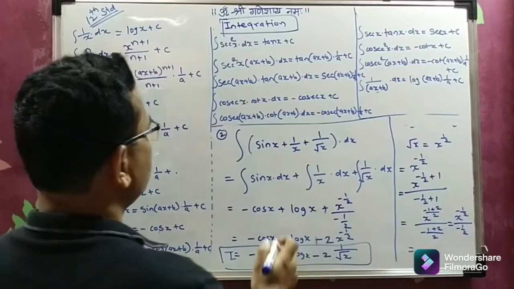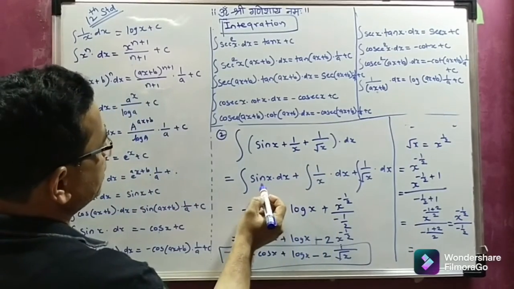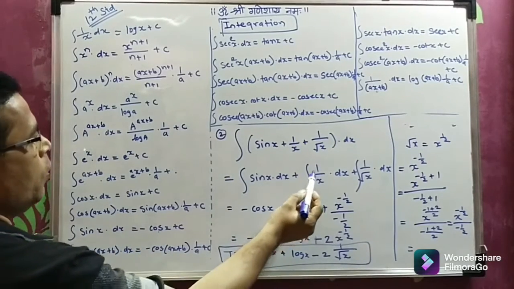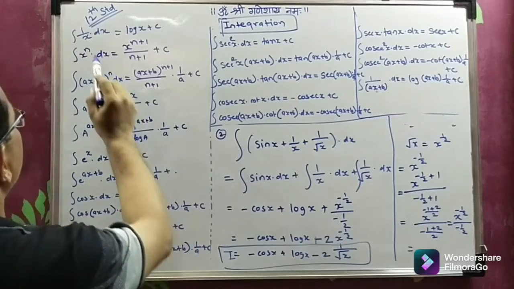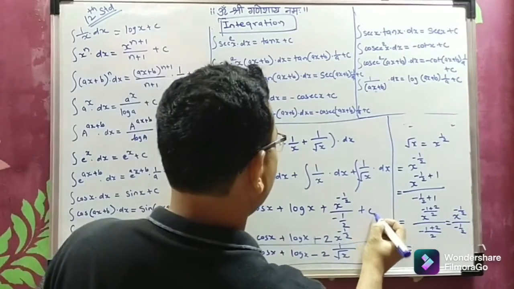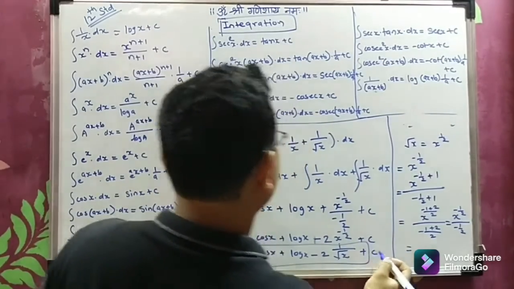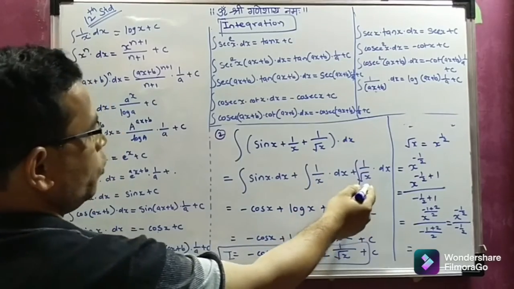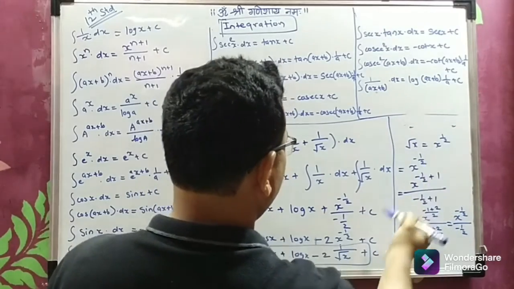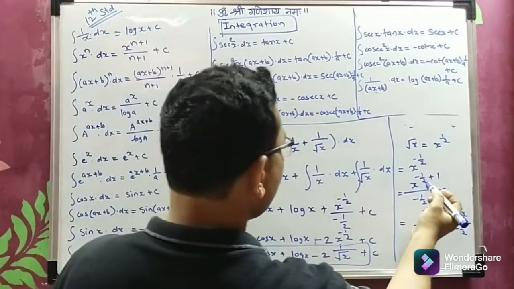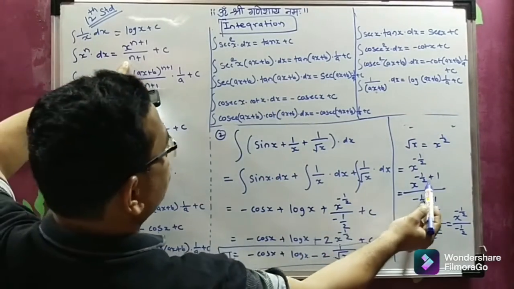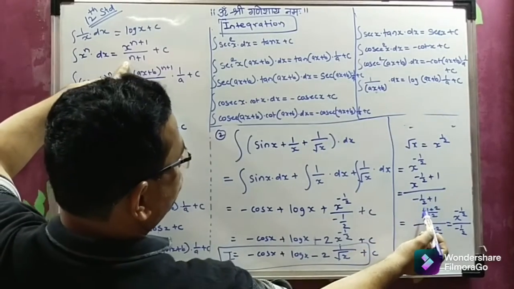So hope you have understood this. This is a simple problem. What we have done, we have integrated sin x. Integration of sin x is nothing but minus cos x. Then integration of 1 by x dx is log of x plus c. So this is log of x. We have to write c also here, plus c and plus c. So for 1 by root x, we have taken x in the numerator, that is x raised to minus 1 by 2. This is the formula we have used, x raised to n plus 1 divided by n plus 1.